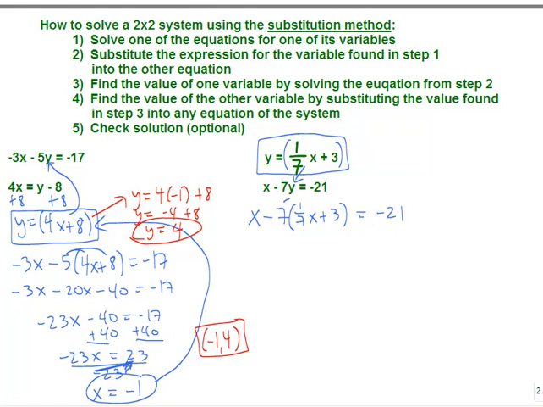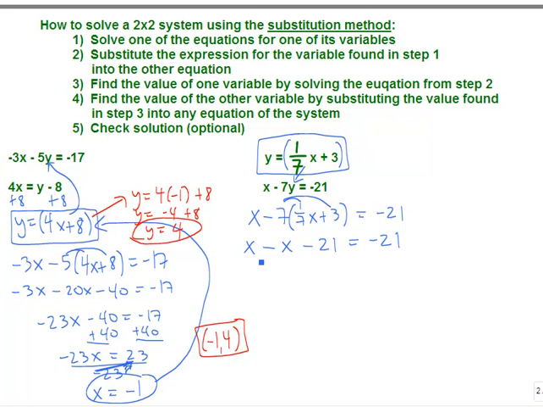Now to solve, we're going to want to distribute our negative 7 across, so we'll get x minus 7 times 1/7. Those two 7's cancel out, so this is just going to be a minus 1x or minus x. Negative 7 times positive 3 is negative 21.